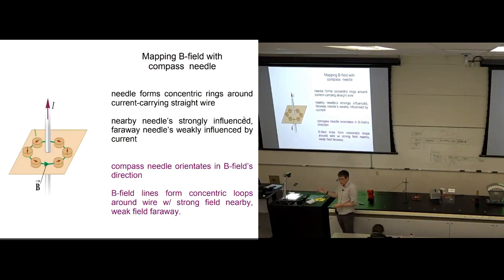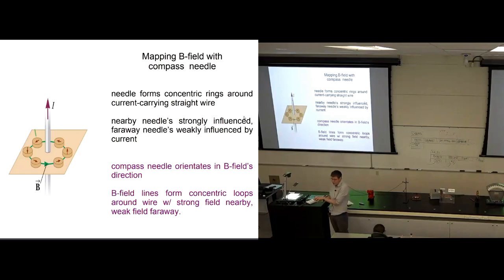Another thing that you discover if you take your compass and move it around the wire is that the compass needle is strongly affected if you've got the compass close to the wire, and it's much weaker in its effect, deflection, if you're further from the wire. So close to the wire, the compass needle is strongly affected by the presence of the current in the wire, and far from the wire, the compass needle is just weakly affected.